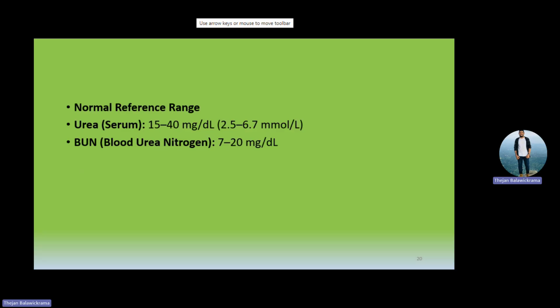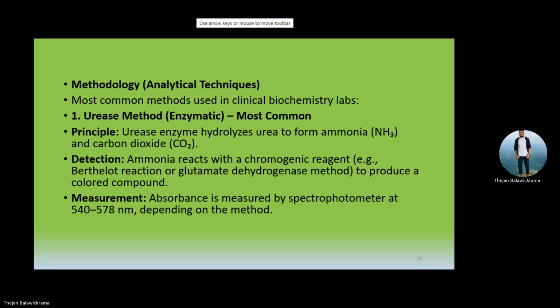Our normal range for urea is 15 to 40 milligrams per deciliter. And blood urea nitrogen has to be 7 to 20 milligrams per deciliter. That is a healthy range. This is how we do it.